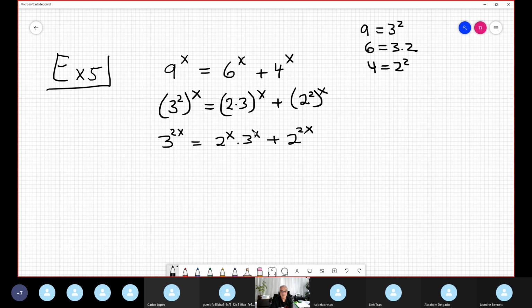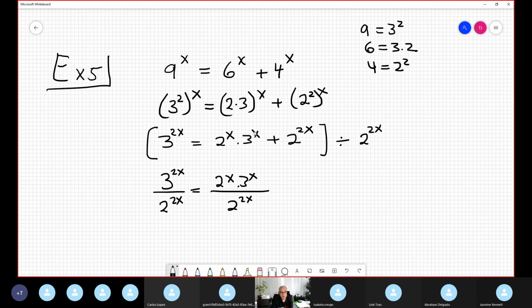Yes. I propose, this is the smart idea now: you divide the entire equation by 2 to the 2x. Well, let's do it. 3 to the 2x divided by 2 to the 2x is equal to 2 to the x times 3 to the x divided by 2 to the 2x plus 2 to the 2x divided by 2 to the 2x.